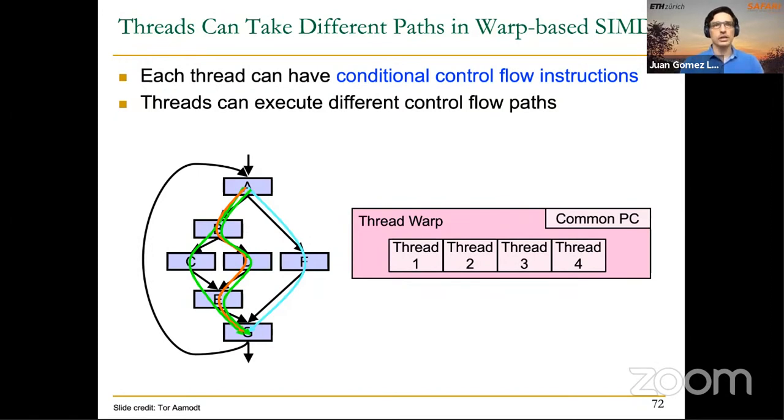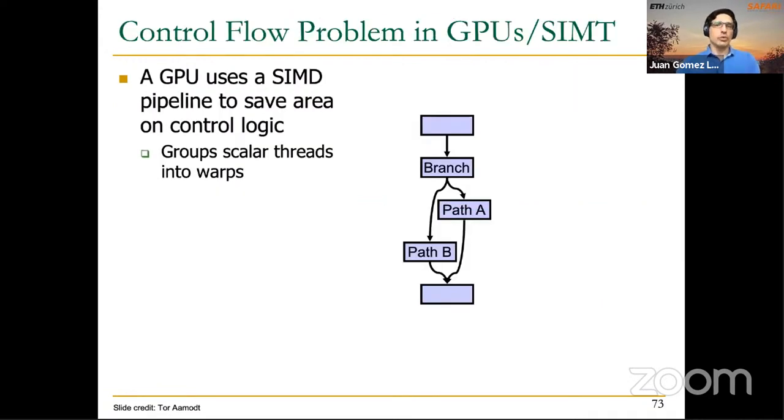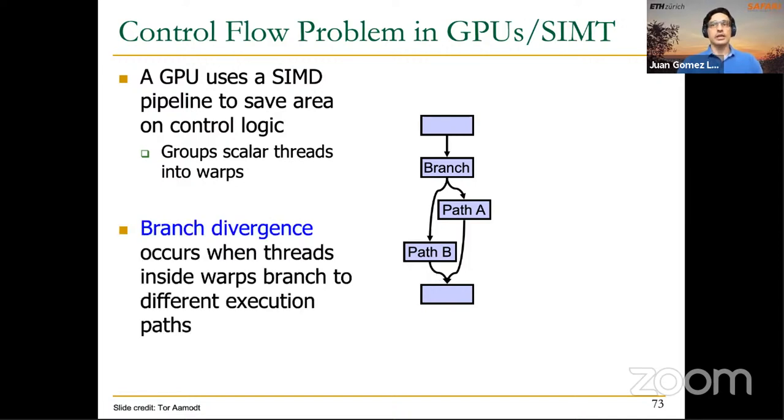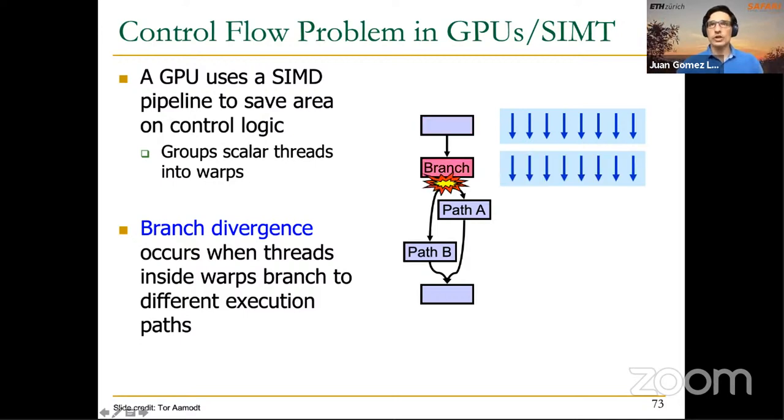How can the hardware handle this? How can the hardware handle the fact that each of these threads needs to go through a different control flow path? We are going to start with a simpler example. In this case, we consider the if-else example. We have path A, for example the if path, and path B, the else path. And how do we handle this divergence? Observe that when we start the execution, all threads in the warp are executing together. They go to the branch, they evaluate the branch condition, and then some of them will have to go through path A, some others through path B.